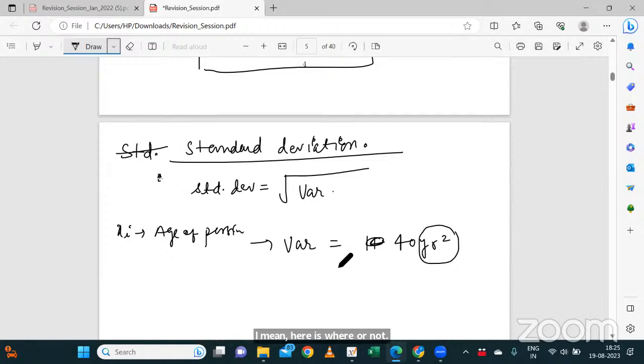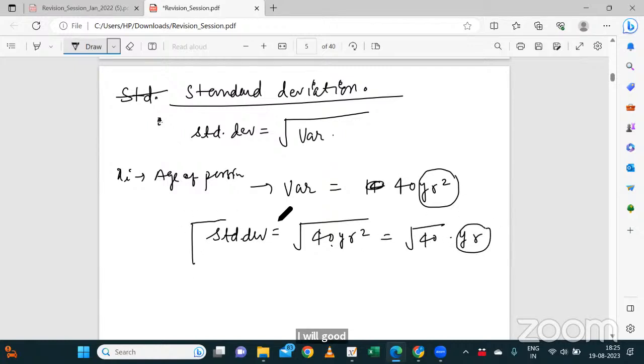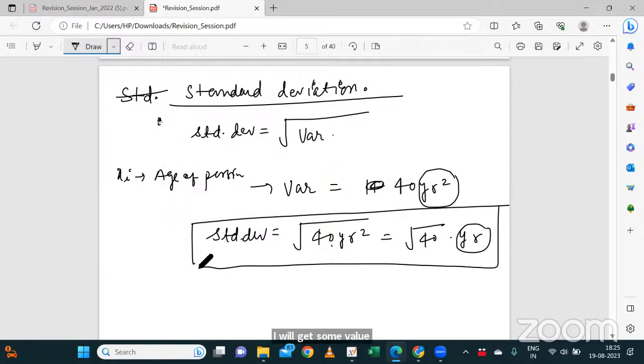Yes, sir. What if I take the square root of this? Then what will I get? I will get the same unit, a value in unit year. The unit will be the same. So it will be easy for us to compare in the same unit rather than going to year square. So that's why standard deviation comes into the picture.